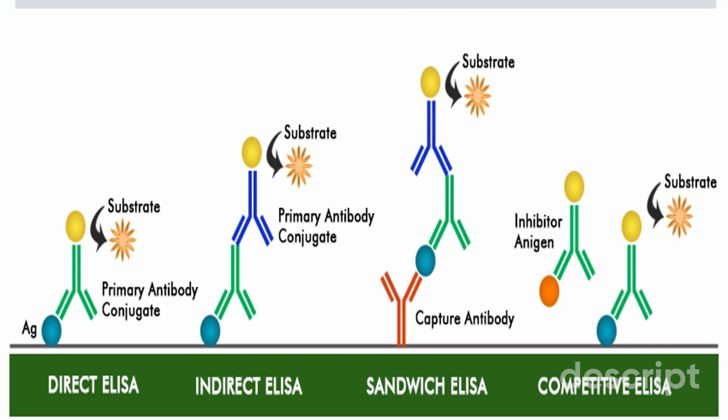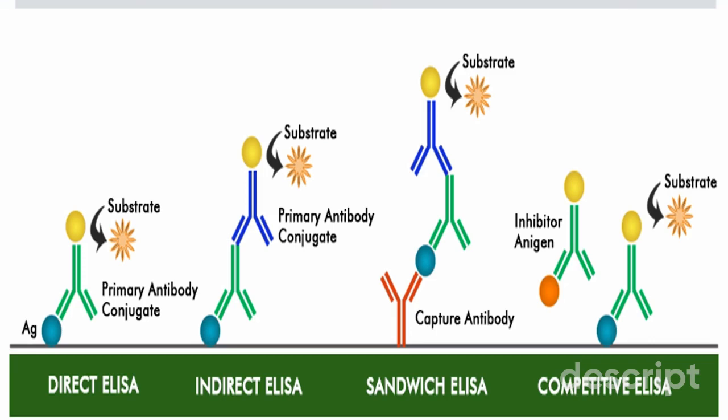Here, the spherical structure represents the antigen and the green colored Y-shaped structure is the primary antibody. The yellow spherical ball is showing the enzyme which is able to convert the substrate into product, and the blue colored Y-shaped structure is the secondary antibody. In the sandwich ELISA, the red colored Y-shaped structure is showing the captured antibody coated in the microtiter plate.